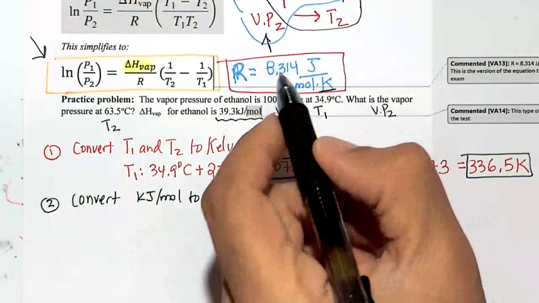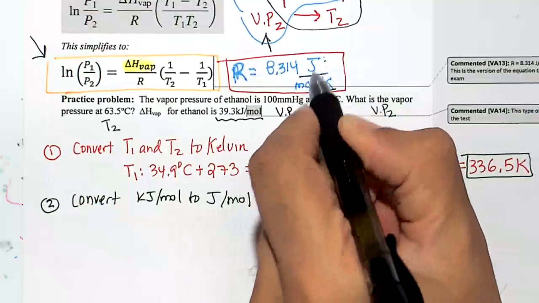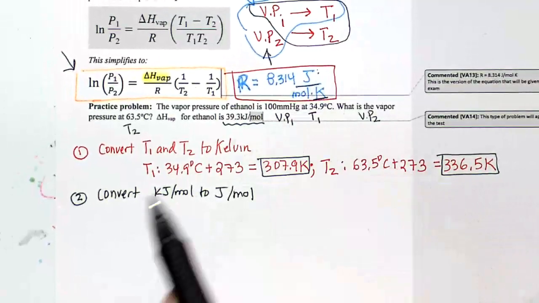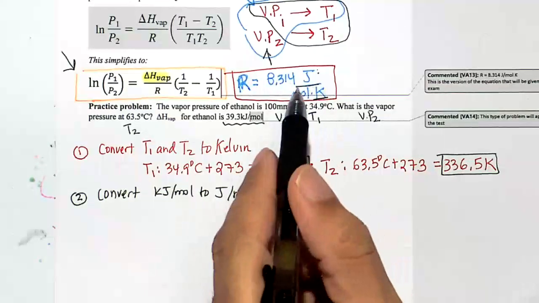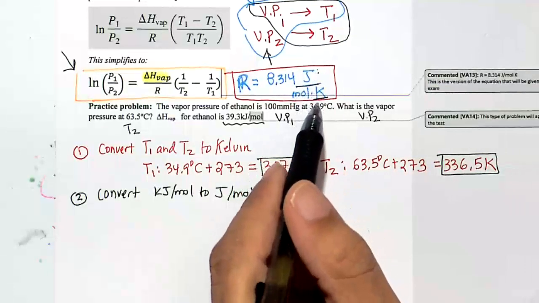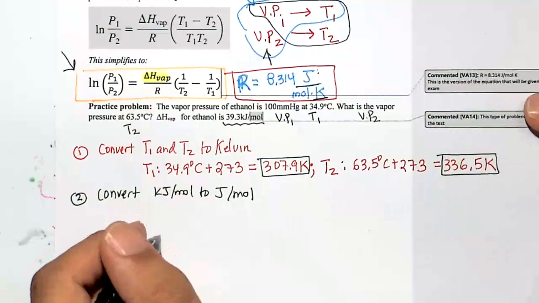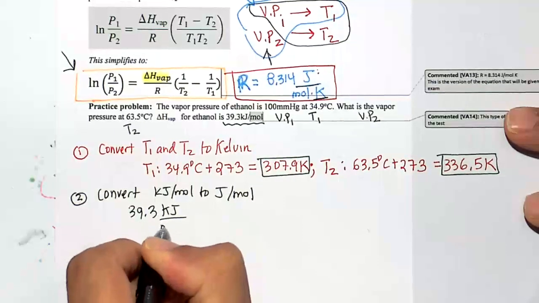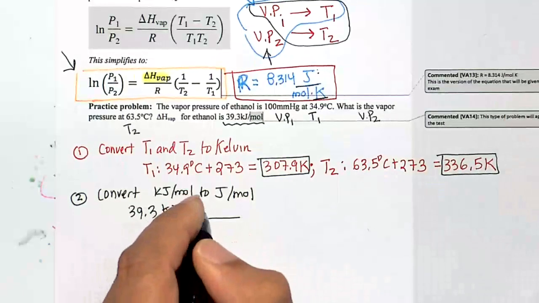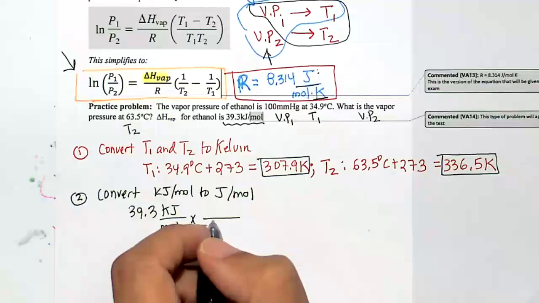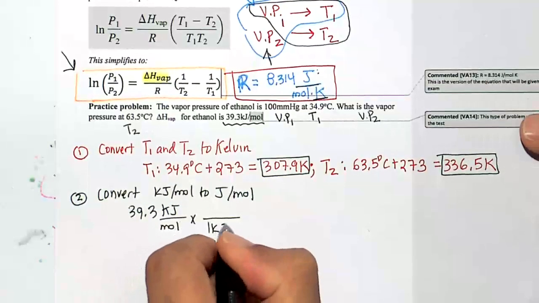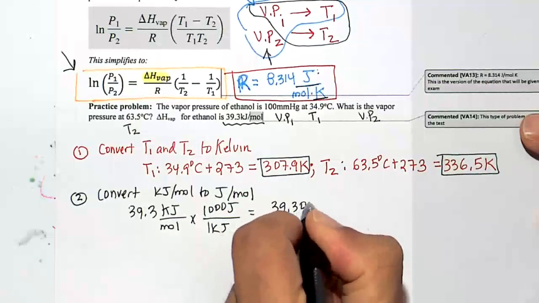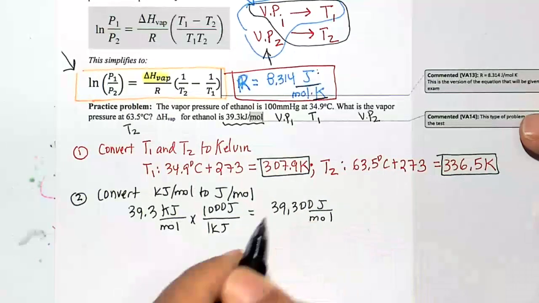Okay, why do we want to convert that to joules over mole? Because R is in what? J over mole. Okay. So to do that, we have 39.3 kilojoule over mole. You're right. You're going to multiply it by 1,000, Nicholas. Correct. Very good. So 1 kilojoule is 1,000 joules. This is 39,300 joules over mole.